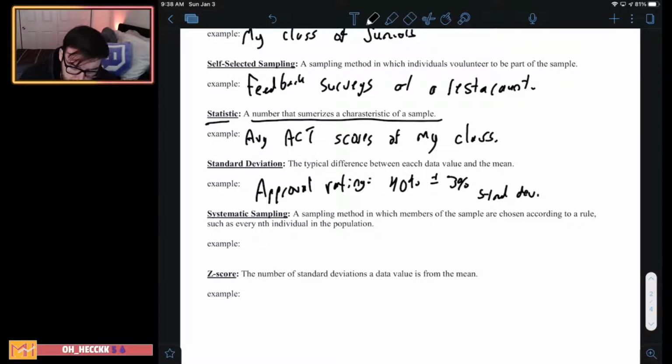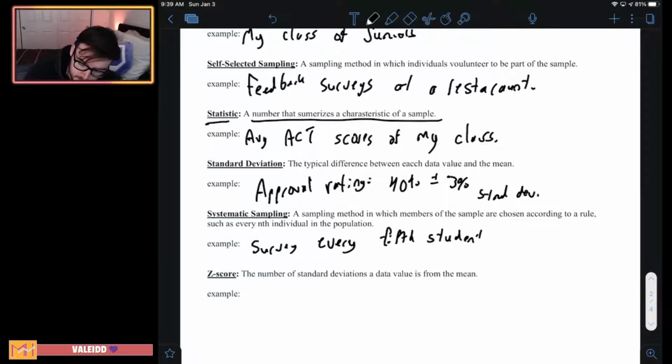Systematic sampling. So convenience, self-selected, random. Lastly is systematic. So there's a clear-cut system. So how about, I know that every single one of my students is going to walk in the door, right? If we were in class, right? So I might survey every 5th student, right, who walks in the door.